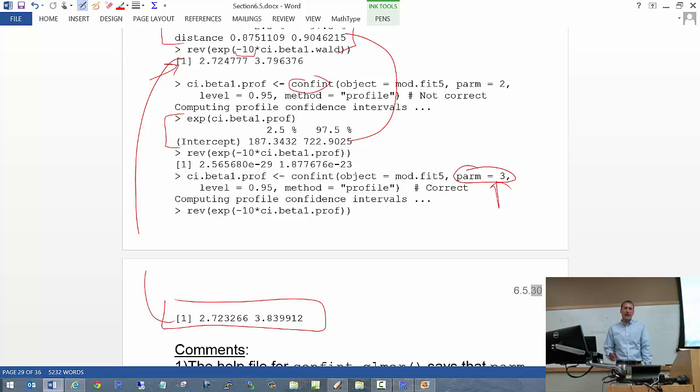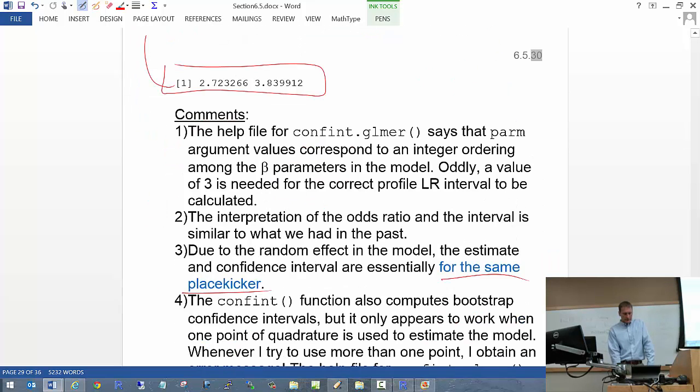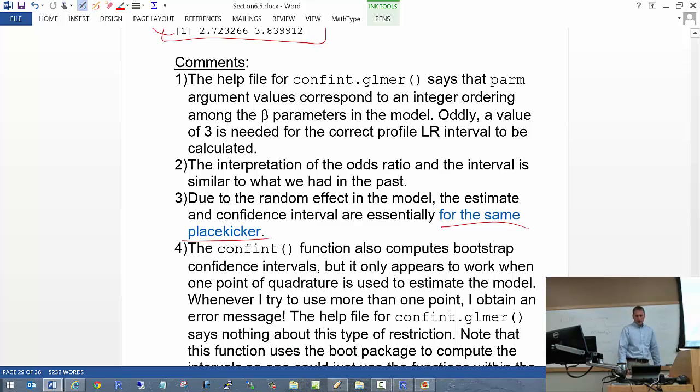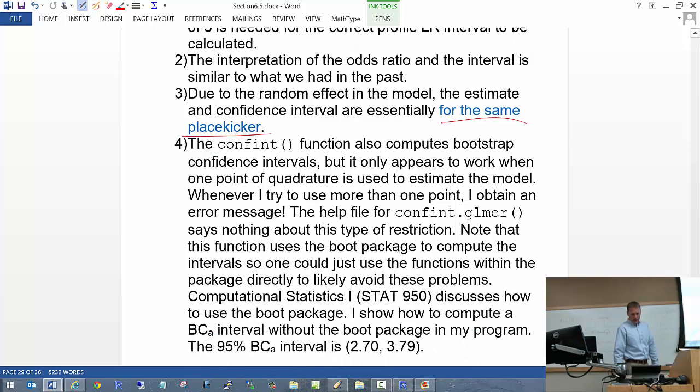Even though it is the second, and if you look at the help corresponding to this function, it says the order in that beta component of that object, that list that you're getting from glmer, should be the second position, but here it was actually the third. So be careful about that.